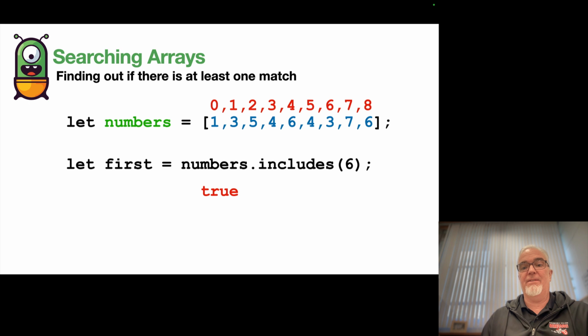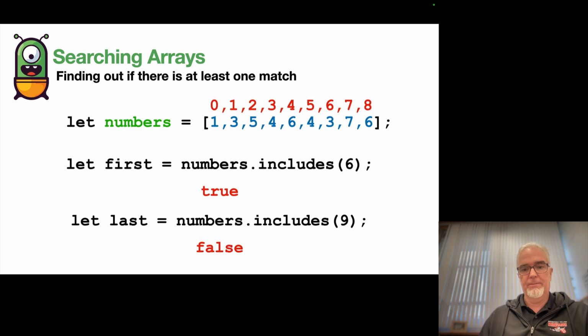So if you want to find out if that number occurs more than once, then you have to go into a little bit more detail. But if you just want to find out if it's there or not, then you can use includes. Okay. And there is a false reading because this numbers array does not include the number 9.